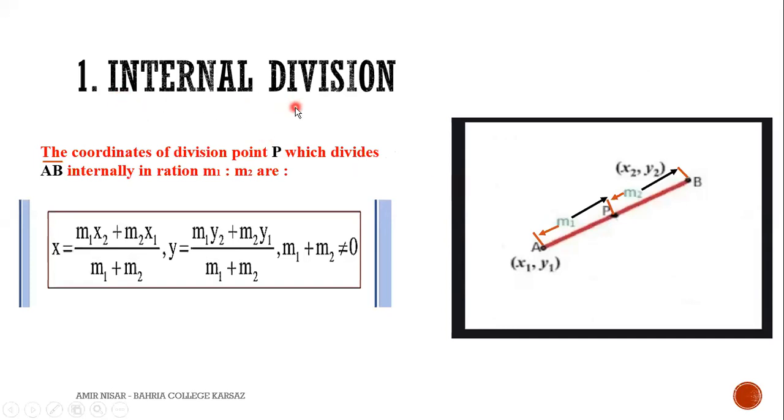Internal division formula. In the case of internal division formula, we draw the diagram like this. A, B are the endpoints of the line segment. P divides this line segment in the ratio M1 is to M2. In this scenario, the coordinates of P are, what is P? P is the point of division. X component of the point of division is (M1 X2 plus M2 X1) divided by (M1 plus M2), whereas Y component of the point of division is (M1 Y2 plus M2 Y1) divided by (M1 plus M2).